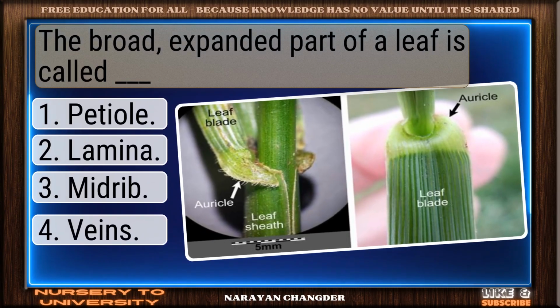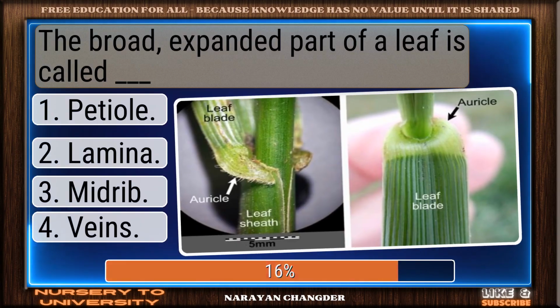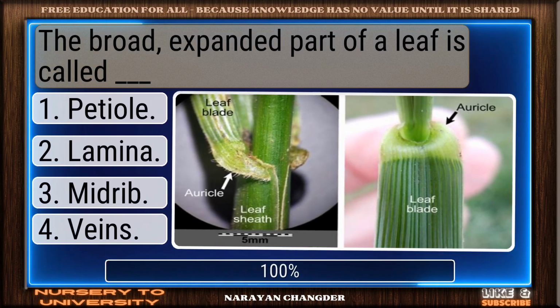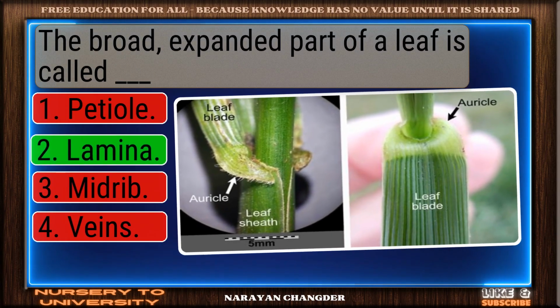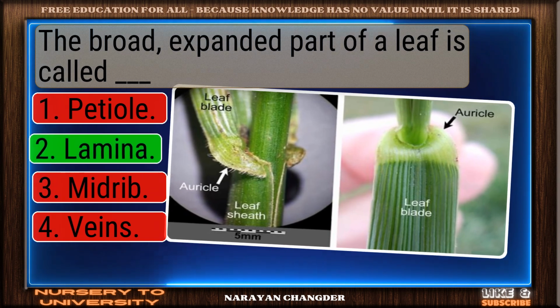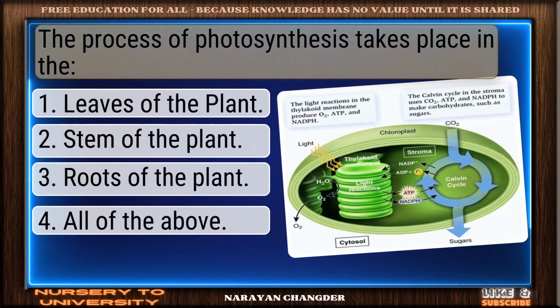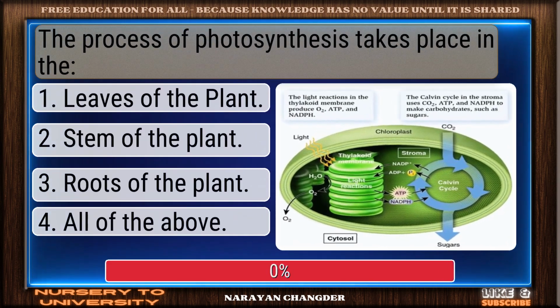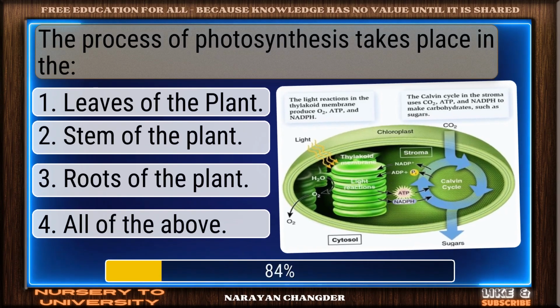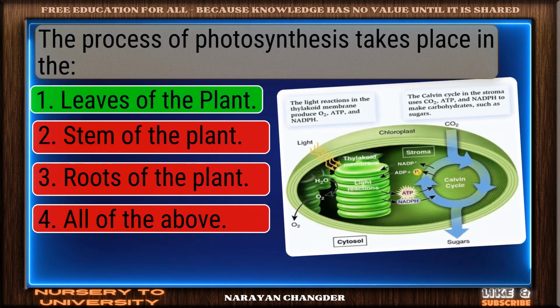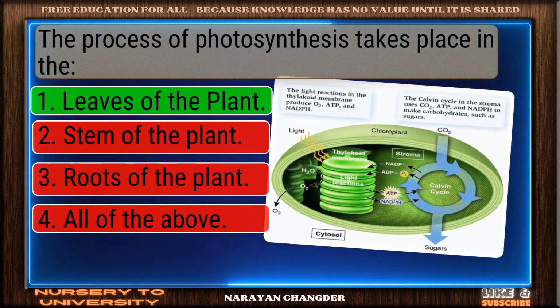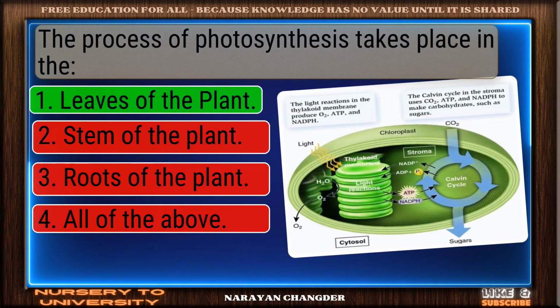The broad expanded part of a leaf is called dash. Right choice. Lamina is the best answer. The process of photosynthesis takes place in the. Nice selection. Leaves of the plant is the correct and valid answer.